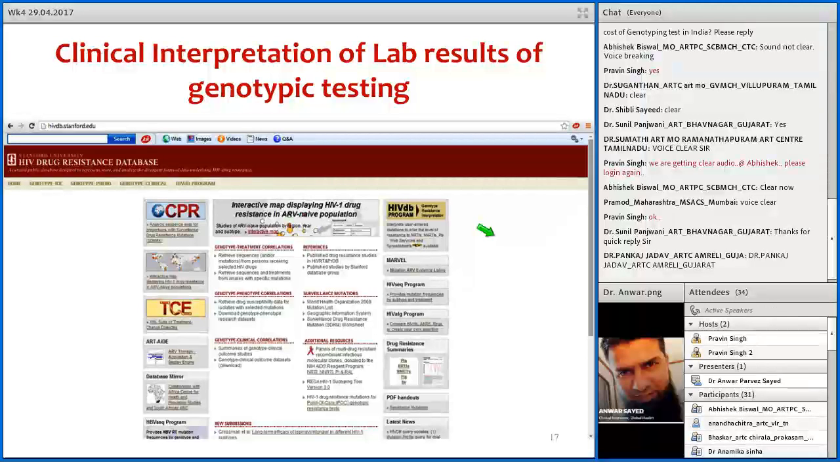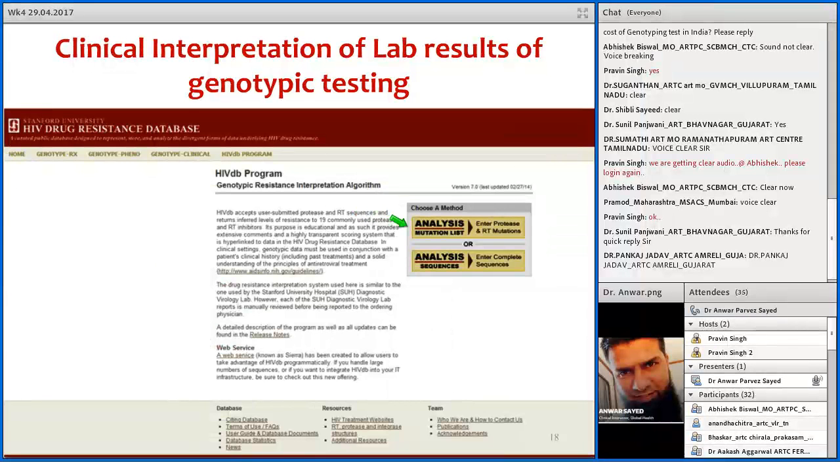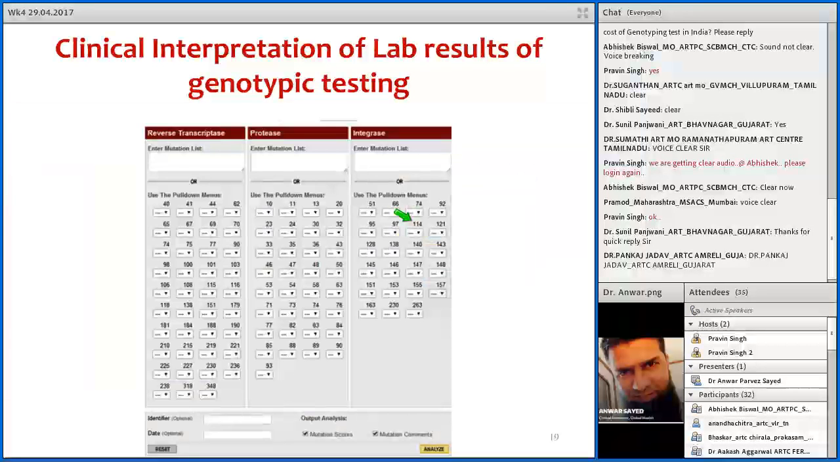You can just put in some mutations which you know of, see what interpretation it gives, and read it out. So here you can focus. There is a sign here, HIVDB program, genotype resistance testing. You can click on this. It will show you this page: analysis, mutation list, analysis, sequences. You need to click on analysis mutation list. It will take you to this page.